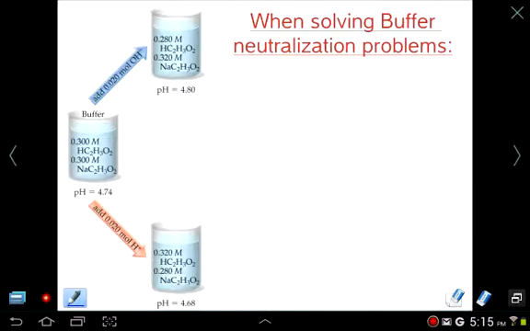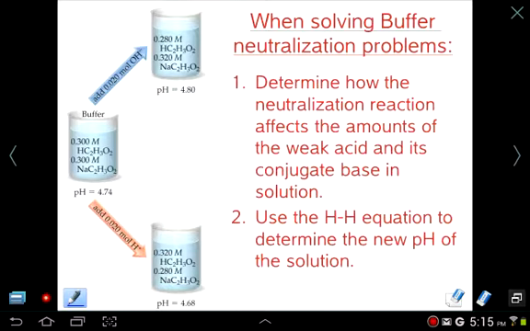So let's try this. Actually, before we try it, here is another overview of the same exact thing. So when solving buffer neutralization problems, number one, these are going to be the two steps we just outlined above. We would have to determine how the neutralization reaction affects both the weak acid portion of the buffer and its conjugate base portion. And then, step two, as we've discussed, plug this into the buffer equation.